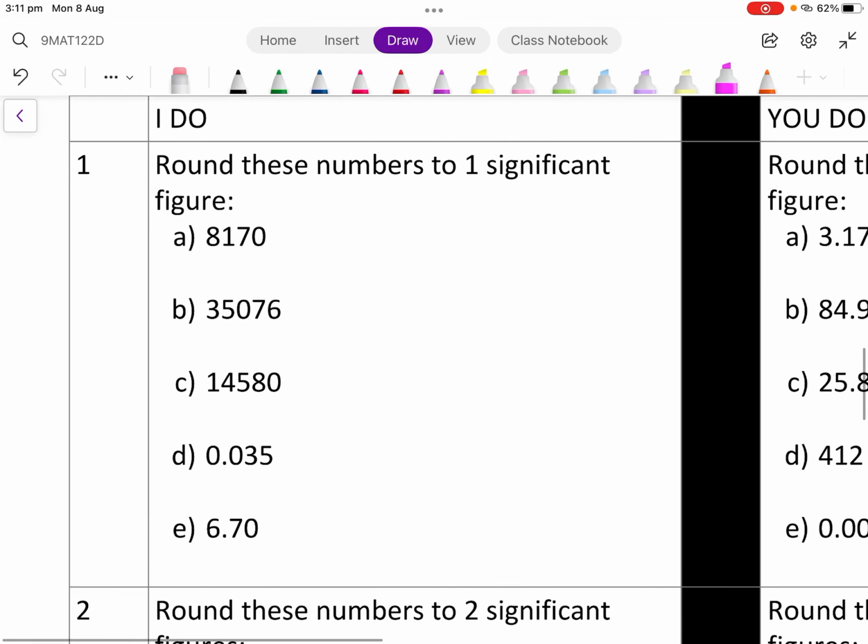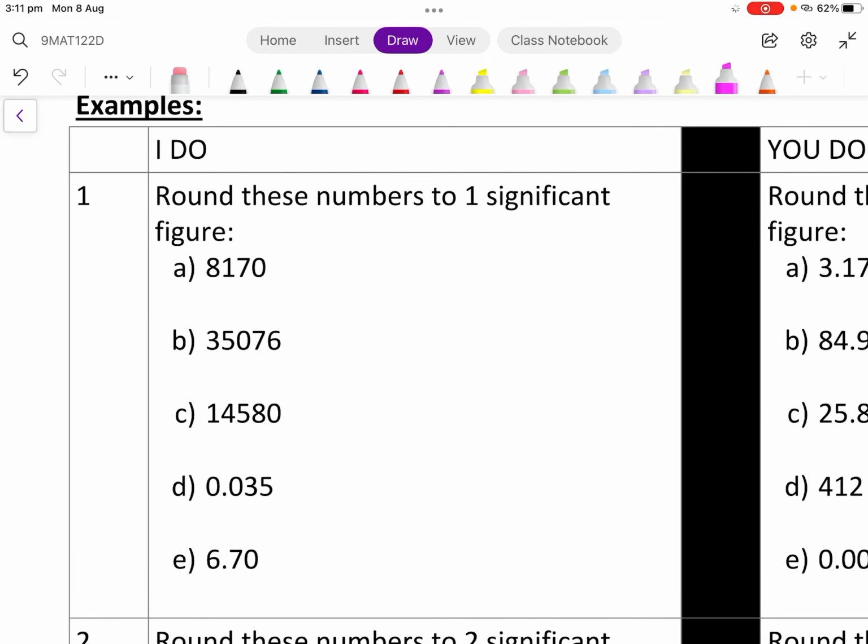We want to round these numbers to one significant figure. So in 8,170, our first significant figure is the 8. We then want to look at the number after that first significant figure, and if it is greater than or equal to 5, we would round the 8 up. But because 1 is less than 5, we are going to write that our answer is 8,000. So we just replace all the other digits with zeros.